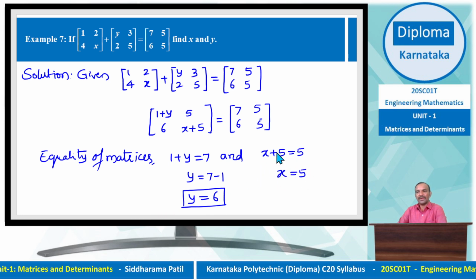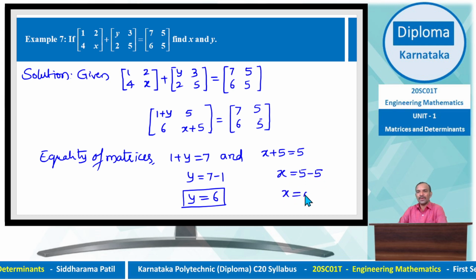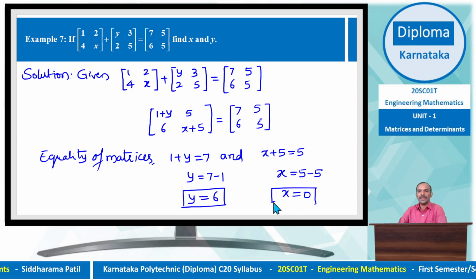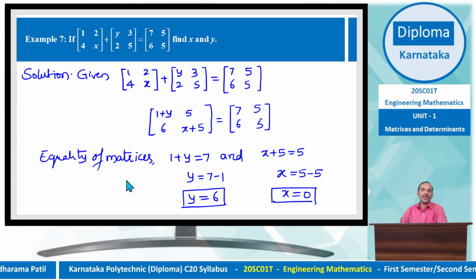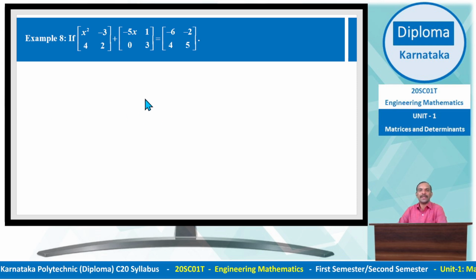x equal to... x plus 5 equal to 5. If we take the 5 to the other side, it becomes minus 5. What is x equal to? 0. x equal to 0. It is the value of x. Next, example number 8.